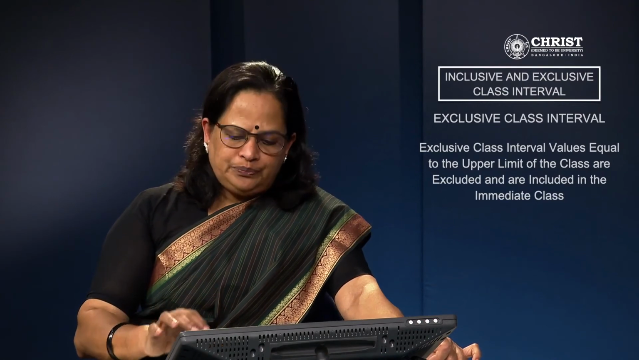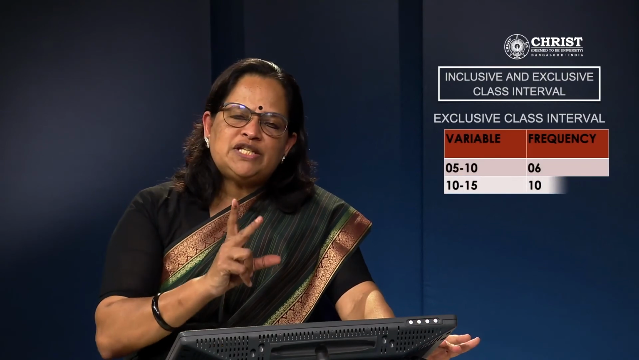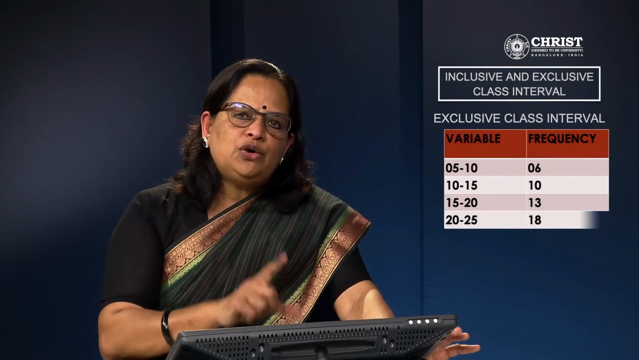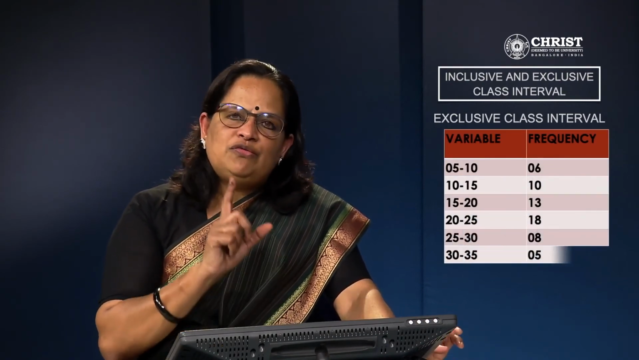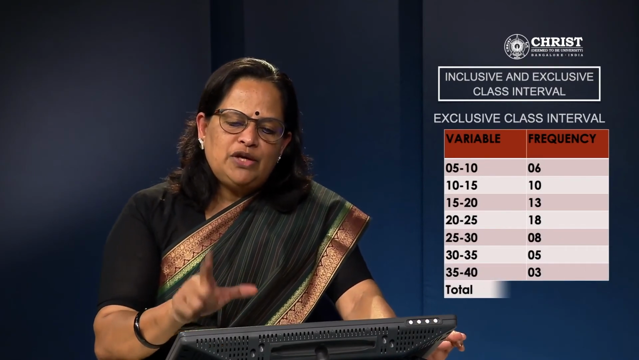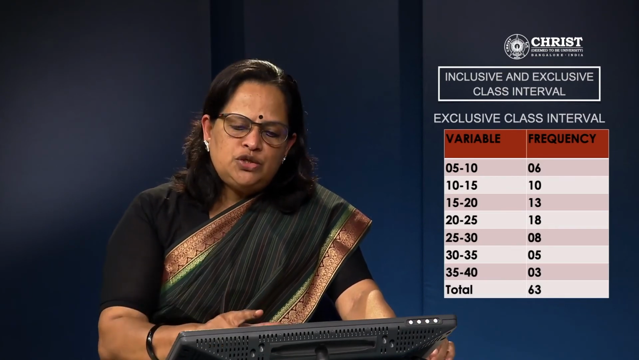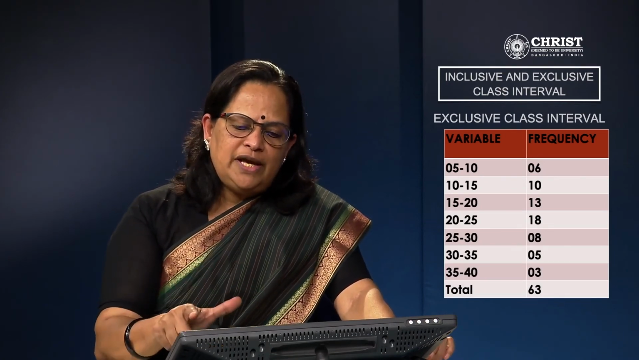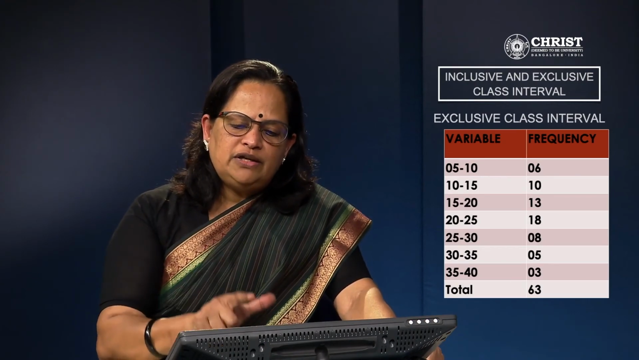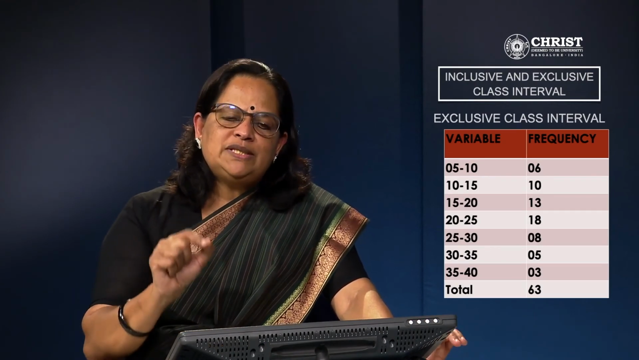Now we are coming to the exclusive class interval. In exclusive class interval, values equal to the upper limit of the class are excluded and are included in the immediate next class. Now we will see how we have done that. Variable 5 to 10. Always remember, the first starting value will be 0 or a multiple of 5. So here also we are following the same rule. 5 to 10, frequency is 6. 10 to 15, it's 10. 15 to 20, 13. 20 to 25, 18. 25 to 30, 8. 30 to 35, 5. And 35 to 40, 3. So total frequency is 63.